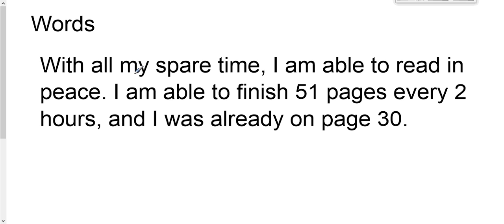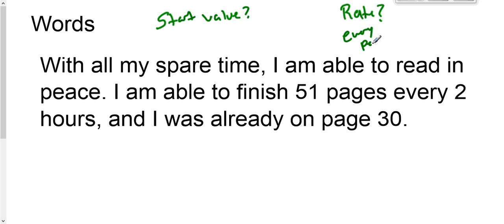So the key things that we're looking for is, do we have a starting value? And do we have some sort of rate? Meaning something over something, something every something. So a rate is a fraction. The key words that you should look for a rate is every, per, over. And so when one number is being compared with another number.